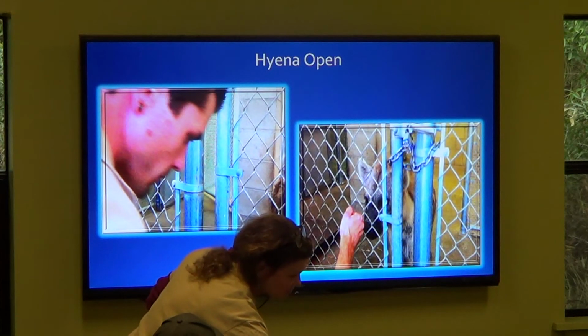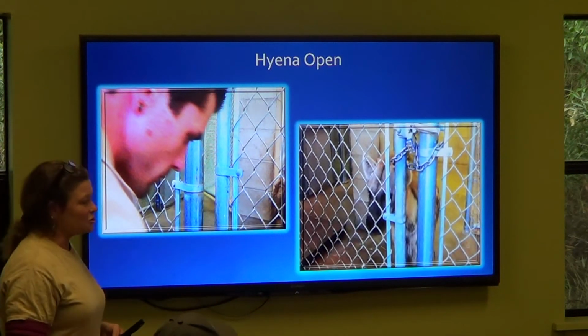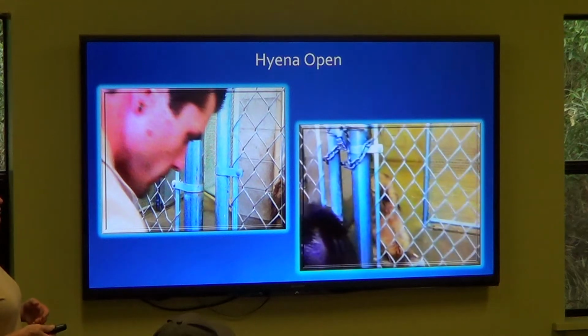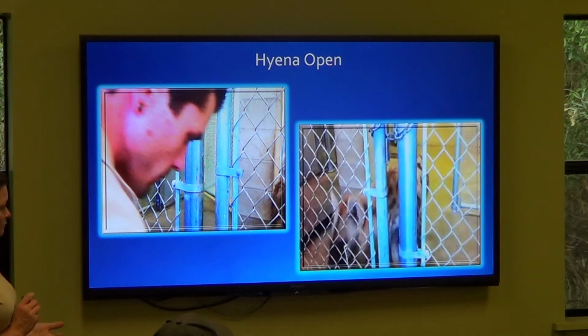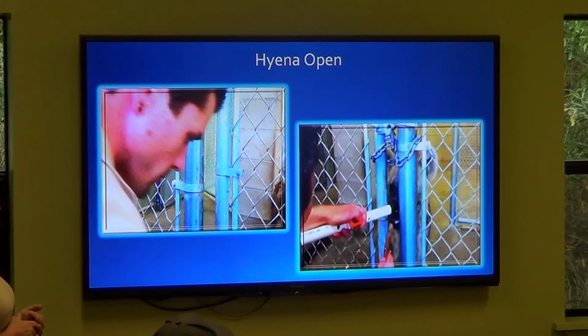So same session, slight adjustment to the target positioning with some pretty significant results for just the first try. Open.